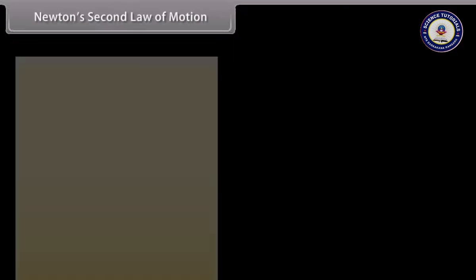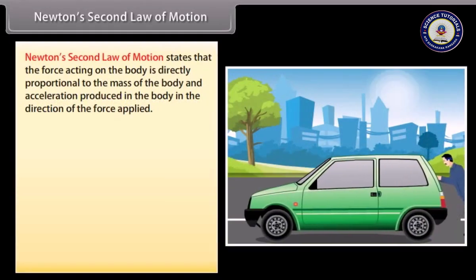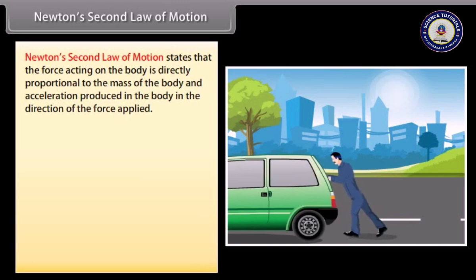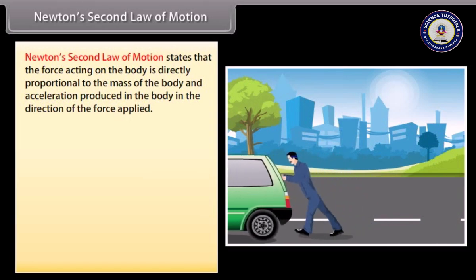Newton's second law of motion. Newton's second law of motion states that the force acting on the body is directly proportional to the mass of the body and the acceleration produced in the body in the direction of the force applied. F is equal to m into a, where F is equal to force, m is equal to mass, a is equal to acceleration.